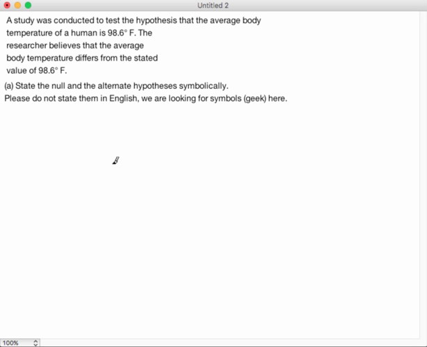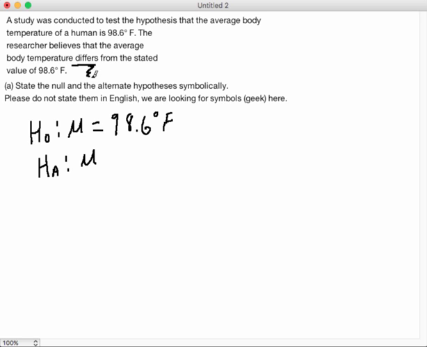Let me get my pen out here. And so that says that the null hypothesis would be that the mean is as stated. It's 98.6 degrees Fahrenheit. Now remember that the alternate hypothesis, H sub A, is always going to be the researcher's hypothesis. And our researcher here thinks that the body temperature differs from 98.6, right? Notice the word differs right here. That's important because that tells us that mu is not equal to 98.6.